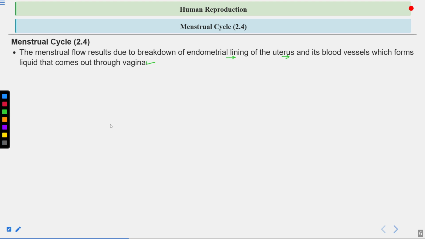There are three layers of the uterus wall: perimetrium, myometrium, and endometrium. This endometrium breaks because it becomes very thin. Due to the breakage of the endometrium, there is bleeding. So this endometrium, along with its blood vessels, breaks and forms a fluid that comes out through the vagina.